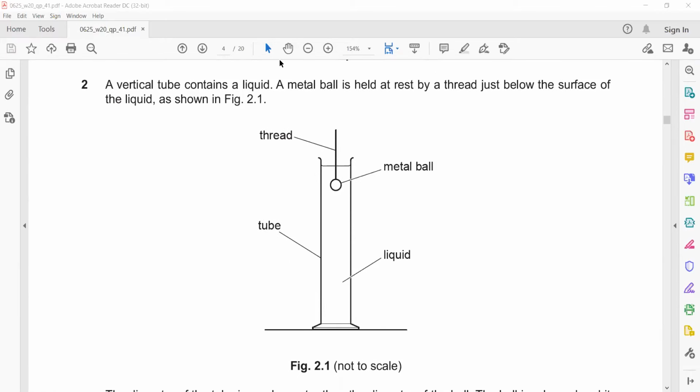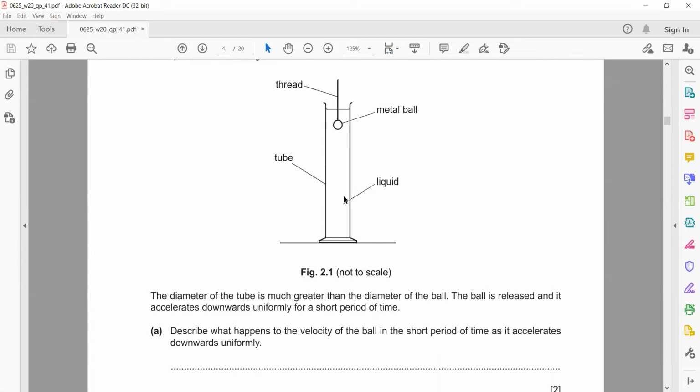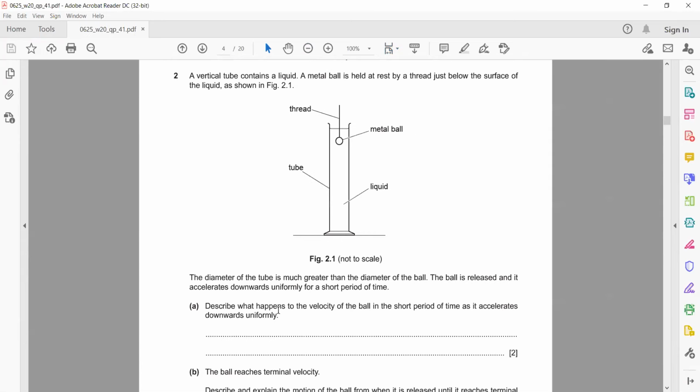In question 2, a vertical tube containing a liquid, a metal ball is held at rest by a thread just below the surface of a liquid as shown in figure 2.1. The diameter of the tube is much greater than the diameter of the ball. The ball is released and it accelerated downward uniformly for a short period of time. Describe what happened to velocity in a short period of time as it is accelerating downward uniformly.